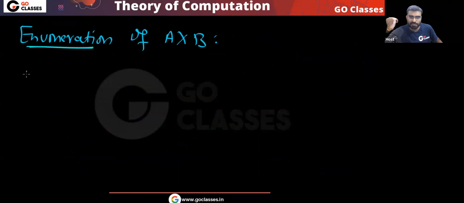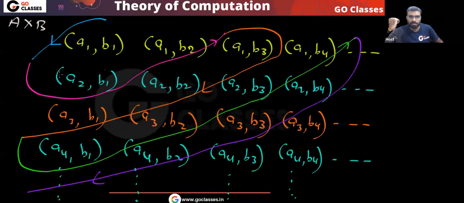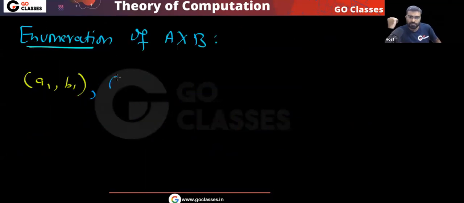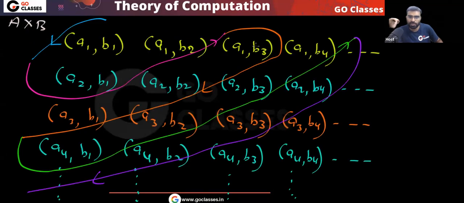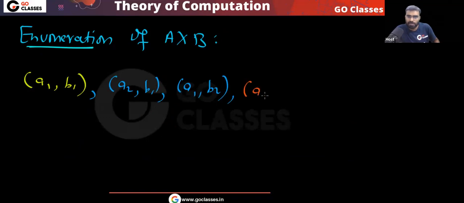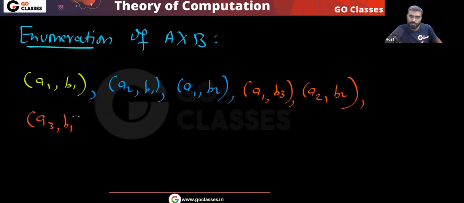So the enumeration is like this. You start with the pair A1, B1. Then you write A2, B1, A1, B2. Then you write A1, B3, A2, B2, A3, B1. And so on, dot, dot. Okay, this is your enumeration.